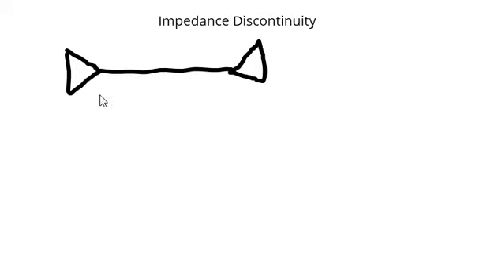Hello all, let us talk about impedance discontinuity. So, what do you mean by this word impedance discontinuity? When there is a driver which is driving a signal, and let us assume there is a receiver which is receiving the signal. This is D and this is R.